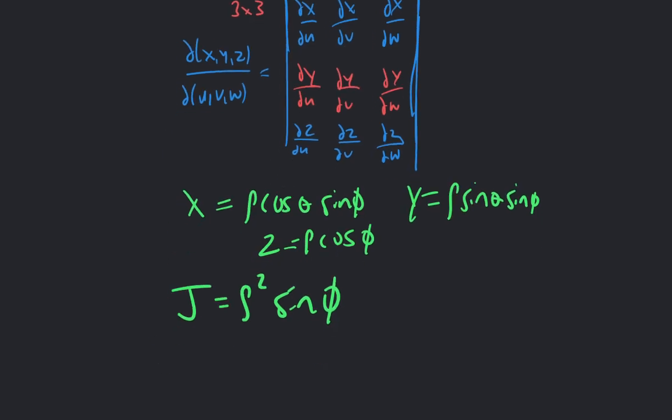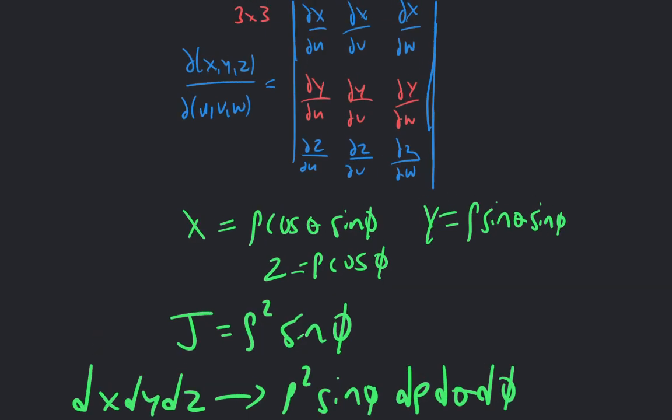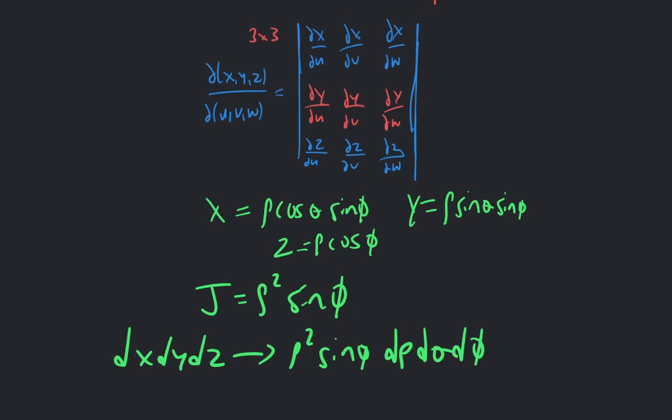So when we plug that into our volume element, dx dy dz is going to be rho squared sine of phi d rho d theta d phi. And that pretty much covers it for change of variables. Maybe in the next video I will do an example.